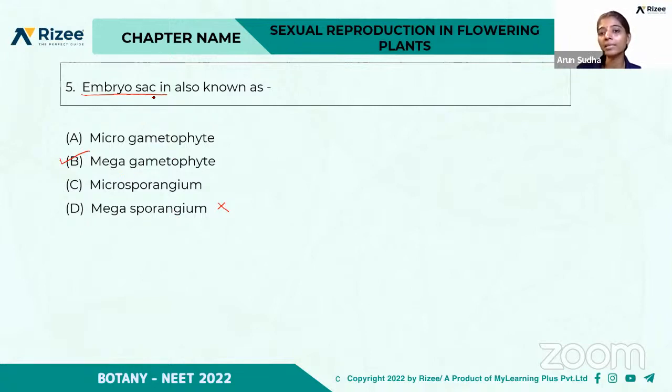So what is the embryo sac? That's what we saw, right? It is an 8 nucleated and 7 celled structure, the mature embryo sac, which is polygonum type, and it is also called the megagametophyte or the female gametophyte. Megasporangium is ovule. So we have to be clear with it. It is not a microgametophyte or a microsporangium. Microsporangium you will see only in the male reproductive part, as we saw yesterday, and then pollen grains. Pollen grain is also called the male gametophyte, and the embryo sac is the female gametophyte or megagametophyte. Okay, clear? So B is the right answer.